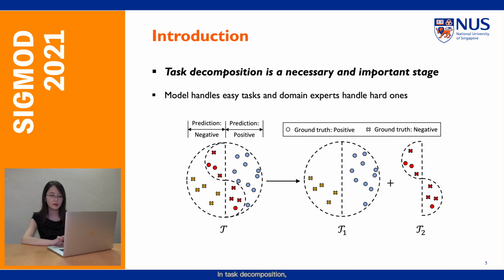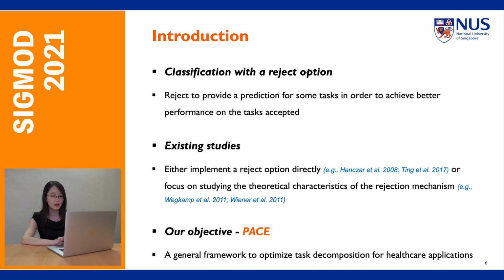In task decomposition, we decompose the given tasks into the ones that are easy to classify and the ones that are hard to classify, and hand them over to the model and to the domain experts respectively. To achieve this goal, classification with a reject option is a solution. Different from standard classification models, instead of always providing a hard decision, a reject option is allowed for some tasks in classification with a reject option.